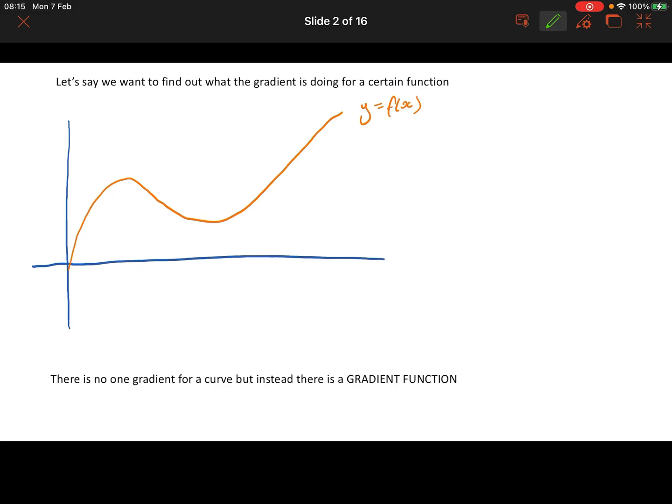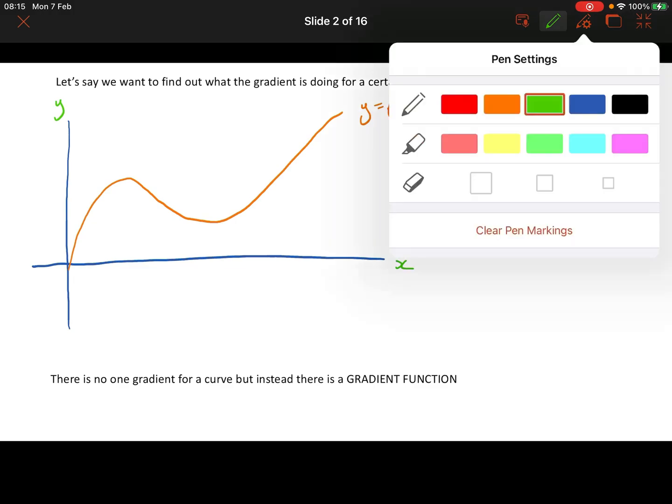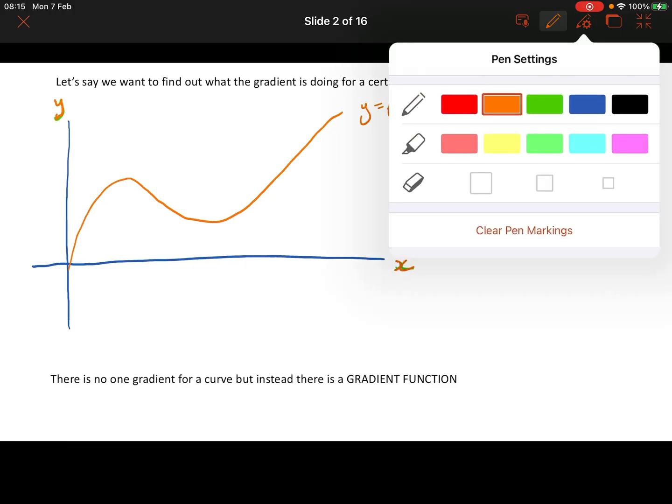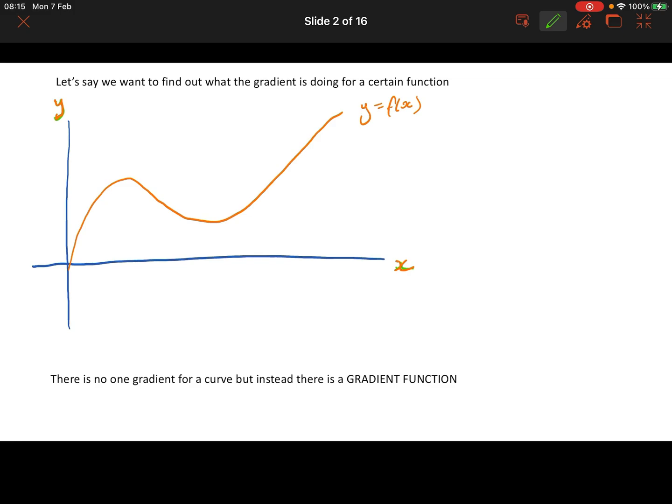At the moment, this is y and this is x. What I'm going to do instead, in green, so let me change the colours so I don't confuse you, here I'm plotting y against x. What I'm going to do now is plot what I call dy dx against x. So dy dx represents the gradient. I'm going to plot what the gradient is at certain points.